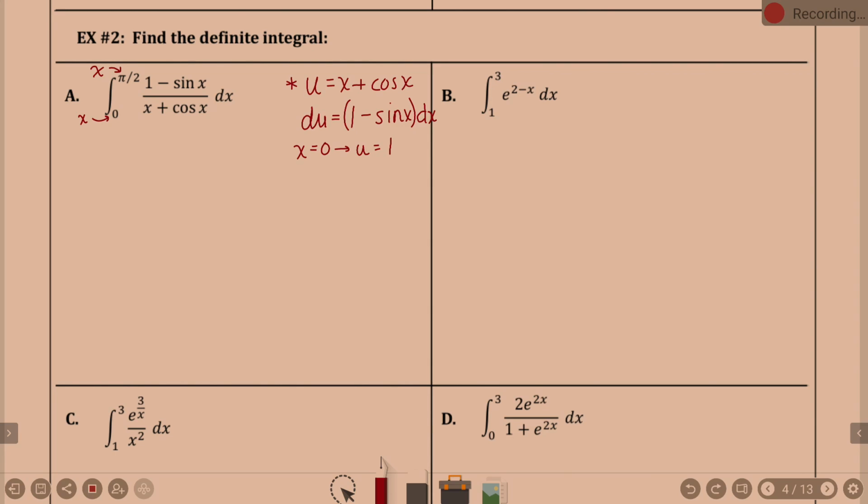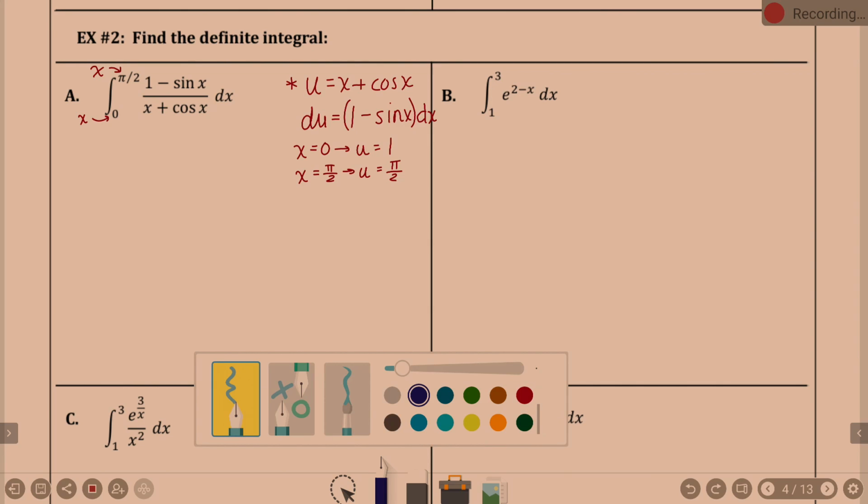Okay. And then if x is pi over 2, then u is pi over 2 plus, what's cosine of pi over 2? 0. Okay. So pi over 2 plus 0, which I don't need to write the plus 0, right? Okay. So now we're ready to rewrite.